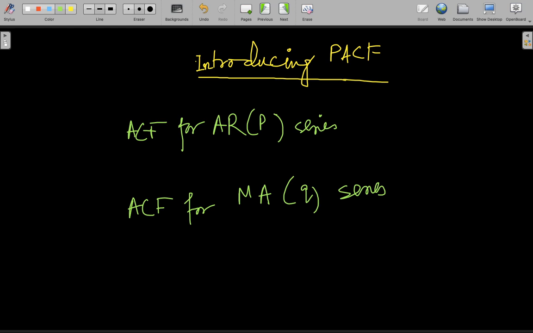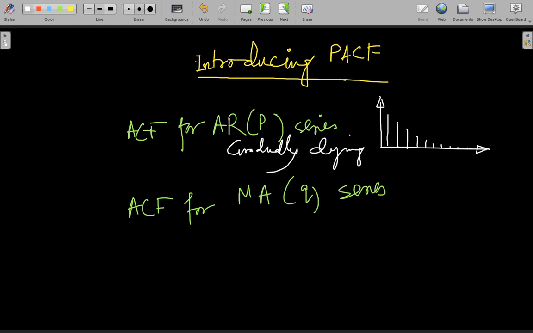Now, how do these two series look? In the case of an AR(p) series, we have seen the ACF would gradually die down. It never cuts off. So we'll draw it like this, gradually dying down, and never cutting off.